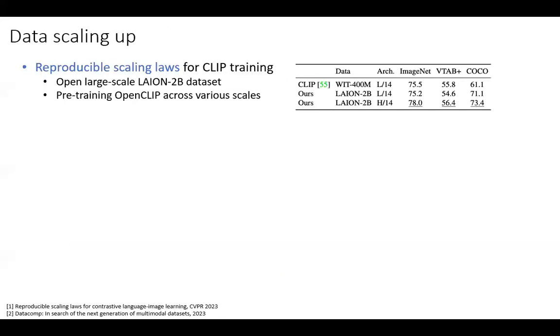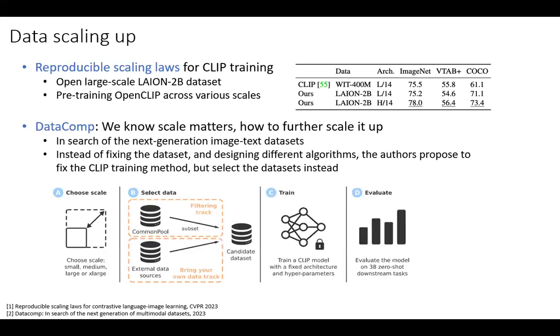So for data scaling, in this year's CVPR, there's a paper called reproducible scaling laws for CLIP training. Basically, using the open-source large-scale dataset of around 2 billion samples, they can pre-train the OpenCLIP model across various scales. And then recently, another interesting paper is DataComp. We know scale matters, especially the data scale, right? But how can we further scale it up?